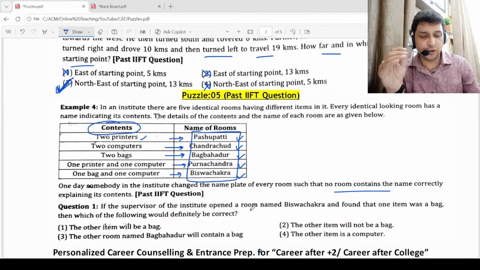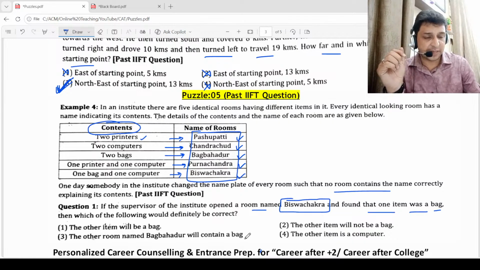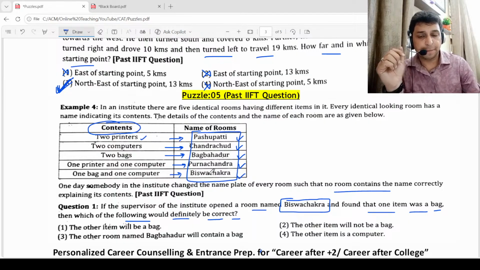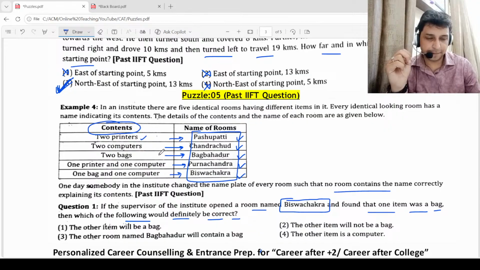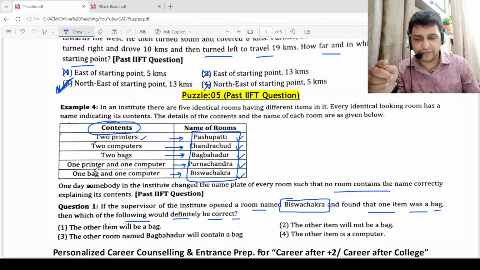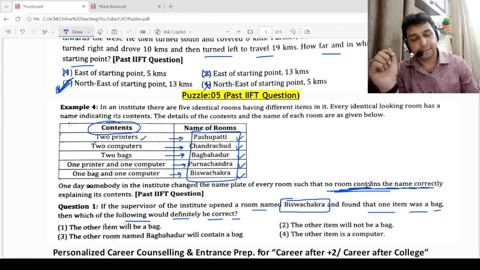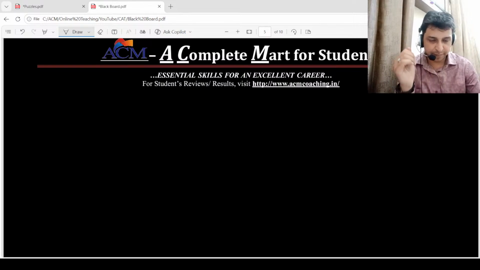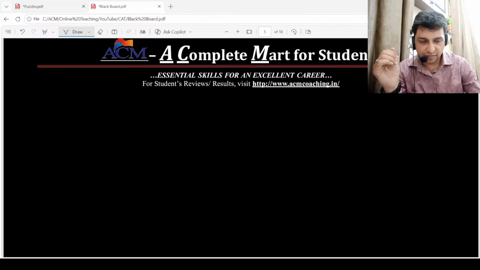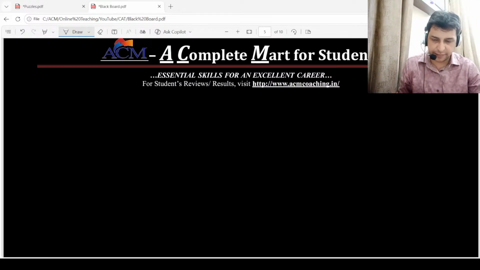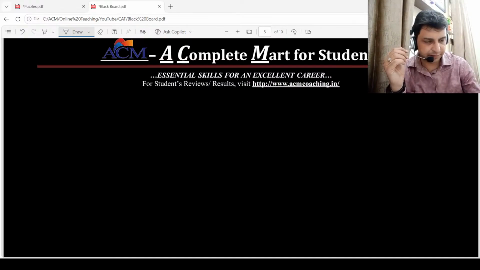Now, the supervisor of the institute opened a room named Vishwachakra and found that one item was a bag. Now, which of the following would definitely be correct? Now, the Vishwachakra room has one bag, and every room has 2 contents. And Vishwachakra cannot have 1 bag and 1 computer, that's for sure, because no room contains the name correctly. If you want to guess, you can make a guess and you can let me know. I'm going to solve the problem side by side.